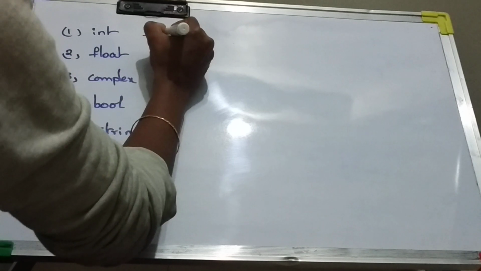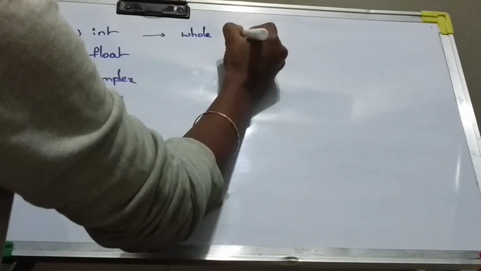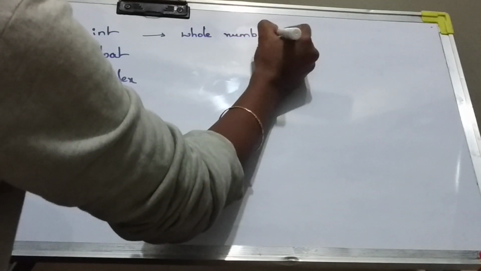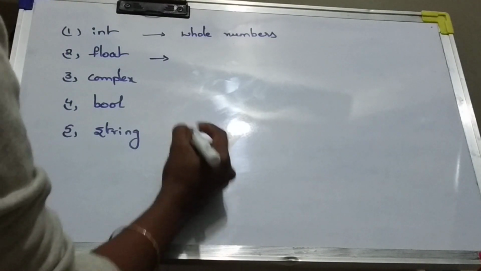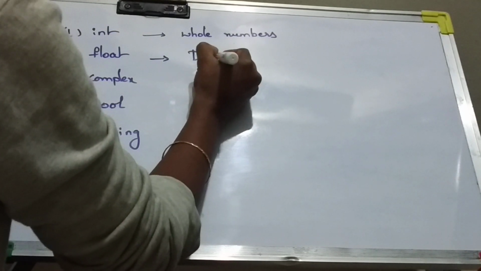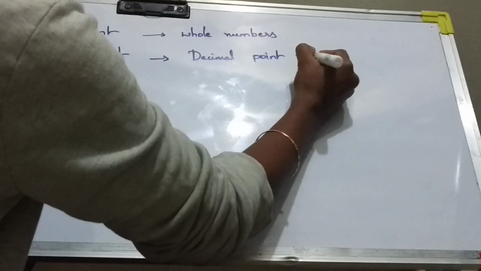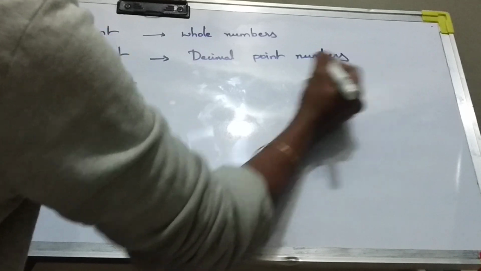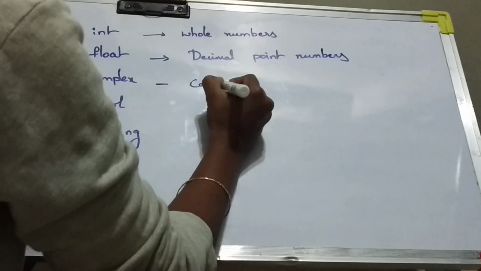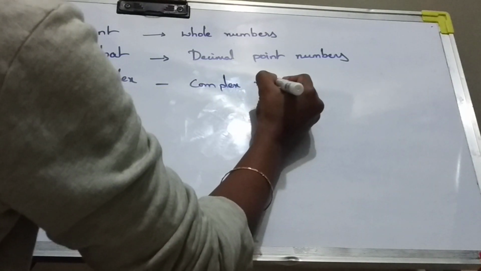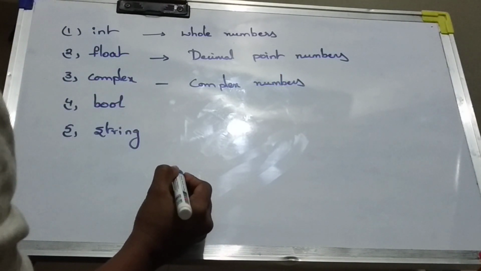What is int? Int is whole numbers, which means positive and negative numbers. Float means floating point numbers, decimal point numbers. What is complex? Complex means complex numbers. It is a combination of real and imaginary values.